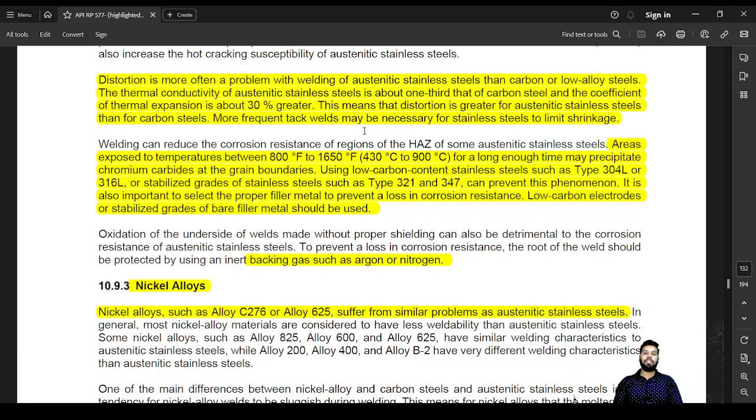The areas exposed to temperatures between 430 degrees Celsius and 900 degrees Celsius for long enough time may precipitate chromium carbides at the grain boundaries. Using low carbon content stainless steel such as type 304L, 316L, where L is low carbon, or stabilized grades of stainless steel such as type 321 and 347 can prevent this type of phenomenon. It is also important to select proper filler metal to prevent the loss in corrosion resistance. Low carbon electrodes or stabilized grades of bare filler metal should be avoided.